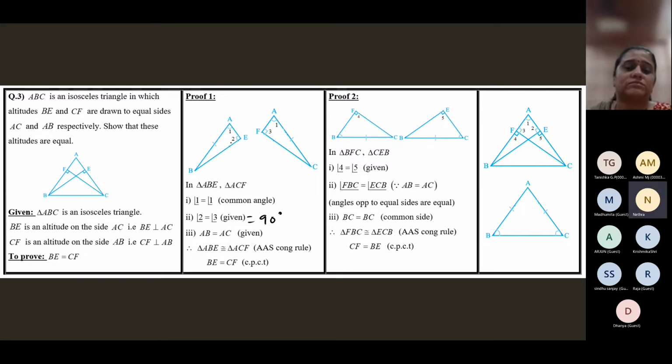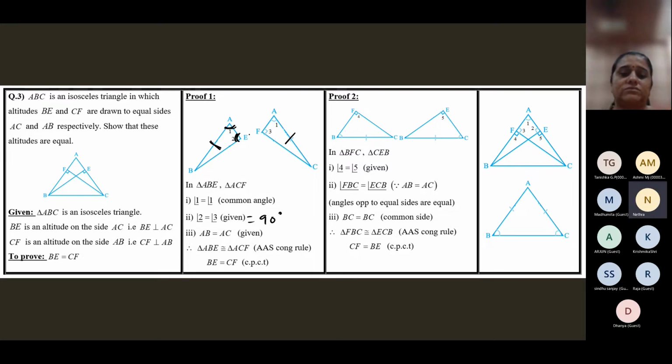Ma'am, in the isosceles triangle they are drawn two equal sides, AC and AB. So AB is equal to AC. That's given. Yes, ma'am. So two angles and, now for these two angles, which is the included side?